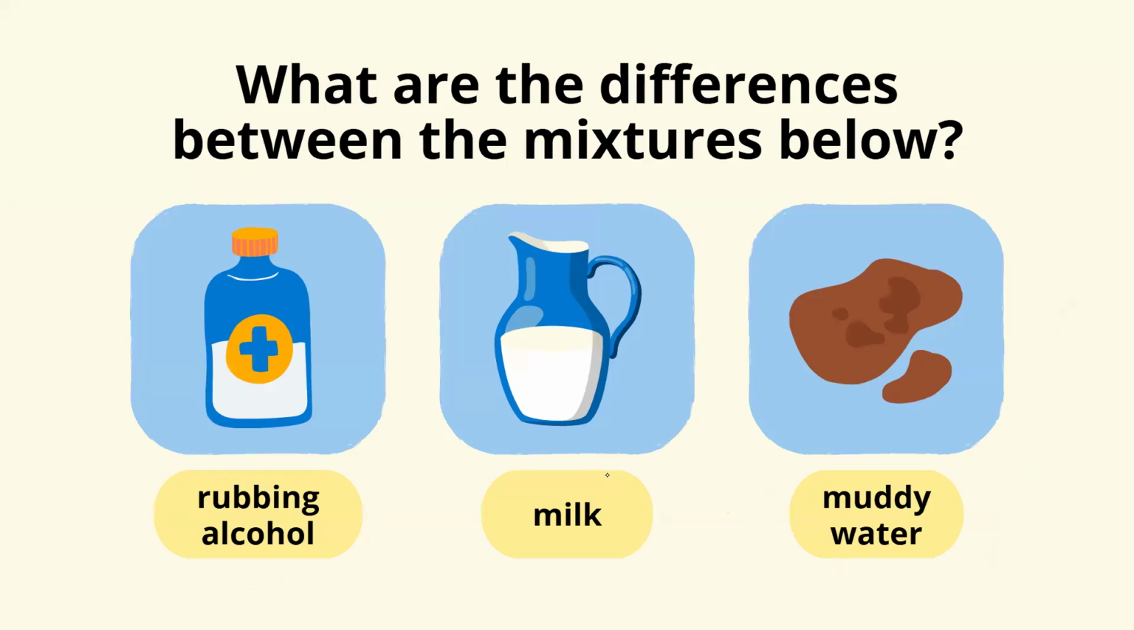So I want you to see what's on the screen. Can you read out what you can see for me? Yes, sir. Rubbing alcohol, milk, muddy water. Beautiful. What are the differences between these mixtures that you can see on the screen right now? Maybe the difference in color. Okay. Apart from color, what else? Maybe how it is formed. How it is formed. Okay.